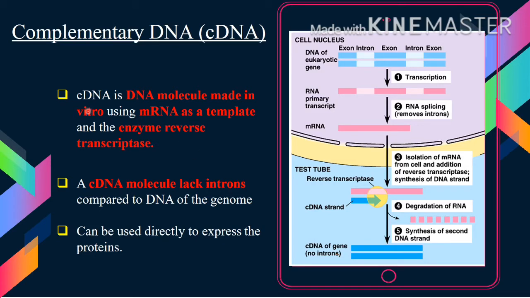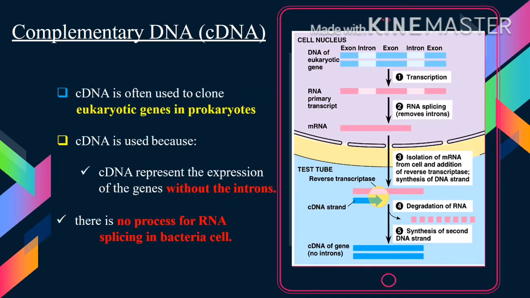Therefore, it is safe to say cDNA is a DNA molecule made in vitro using mRNA as a template and the enzyme reverse transcriptase. A cDNA molecule lacks introns compared to the DNA of the genome. Therefore, it can be used directly to express the proteins. cDNA is often used to clone eukaryotic genes in prokaryotes because cDNA represents the expression of the genes without the introns. Thus, there is no process for RNA splicing in bacterial cells.